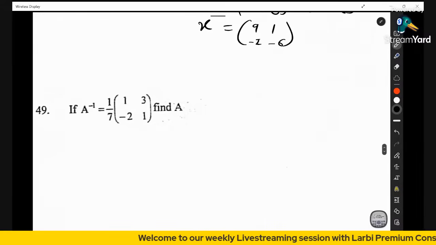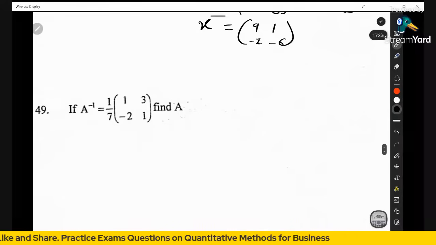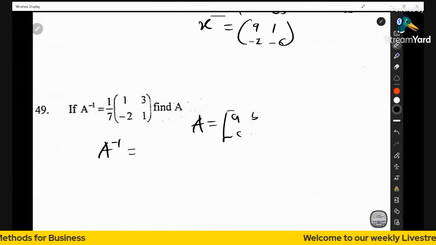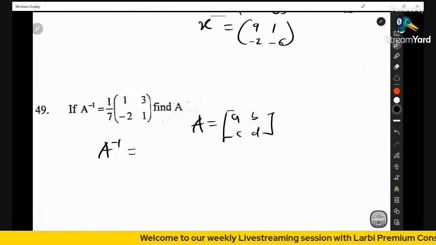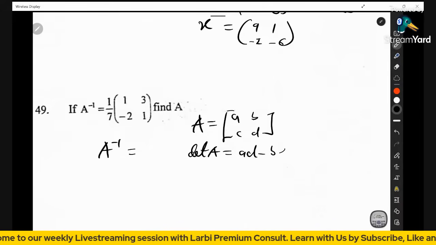Question 49. A inverse is equal to 1/7. Find A. So you have to find what? The original matrix, where it wasn't in the inverse form. So here, if you want to identify, it's actually very simple. We say that for us to find an inverse of the matrix, so let's say I have A to be equal to, let's say, a, b, c, and d. For me to find the inverse, I need to first of all find the determinant, right? So the determinant should be equal to what? ad minus bc.